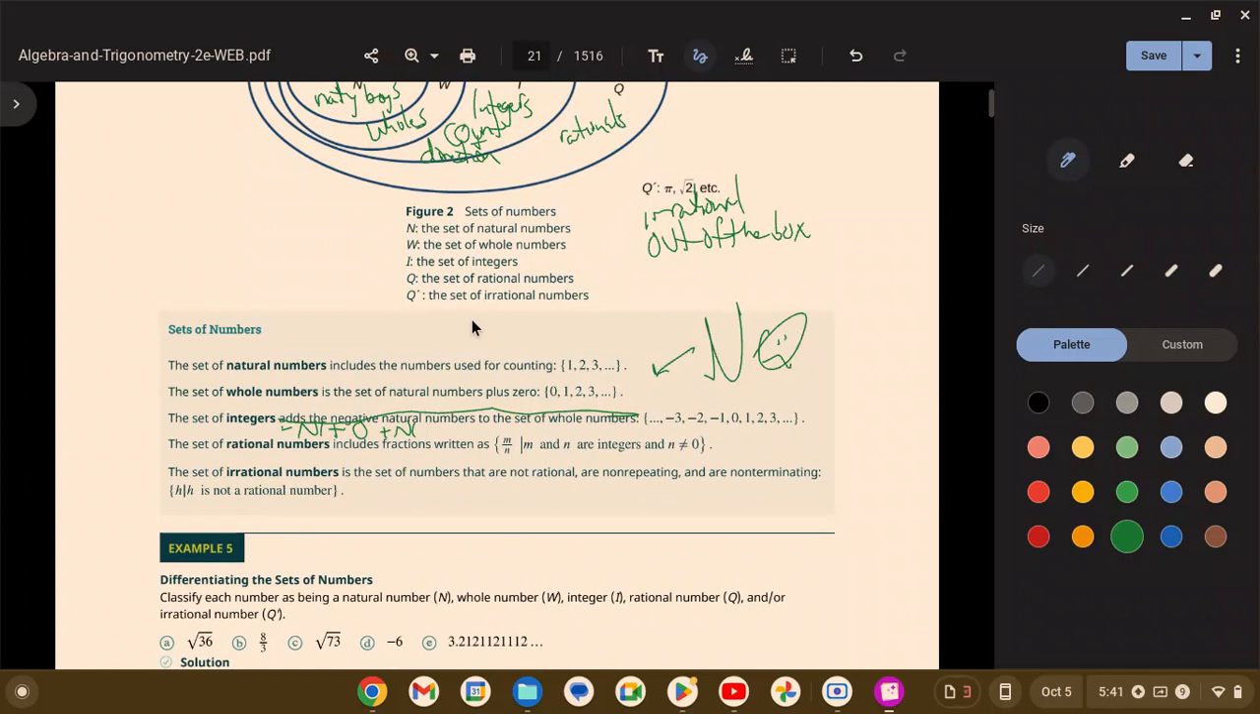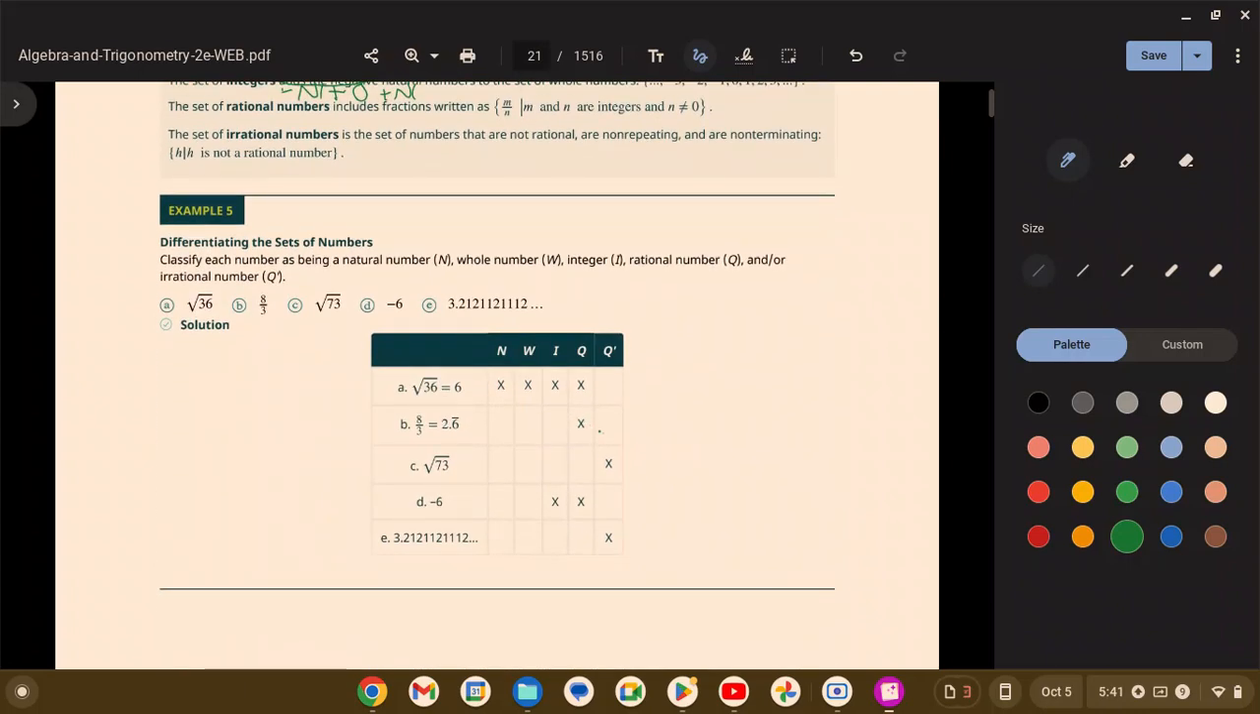So A is a natural number because it's a positive whole number. 8 over 3 is going to be a rational number. Root 73, I'm guessing 73 sounds prime just in my head. So I'm guessing it's irrational. Negative 6 is going to be an integer. And then that is repeatable, so it is a rational number. Oh, I didn't think about it just including it in all the sets. But yeah, so the first one actually is part of 4 of the 5 sets. It's all but irrational.